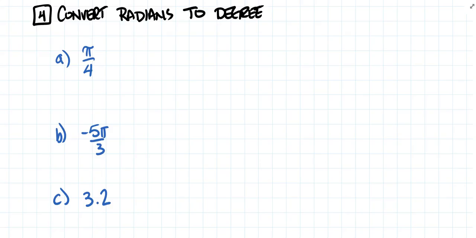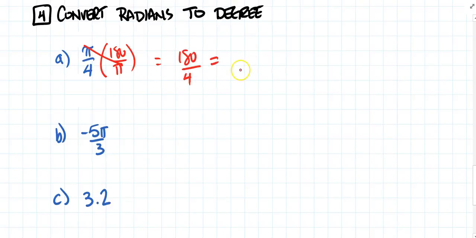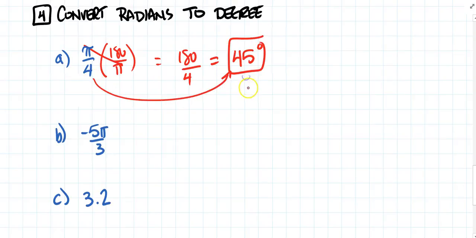Alright, let's go the other way. Let's take a radian and make it a degree. If I have pi over 4 radians, I'm going to multiply by 180 over pi. Notice it's the reciprocal of the one in the last box. Notice the pi's cancel. I get 180 divided by 4. So therefore, I'm getting 45 degrees. So pi over 4 is equal to 45 degrees.